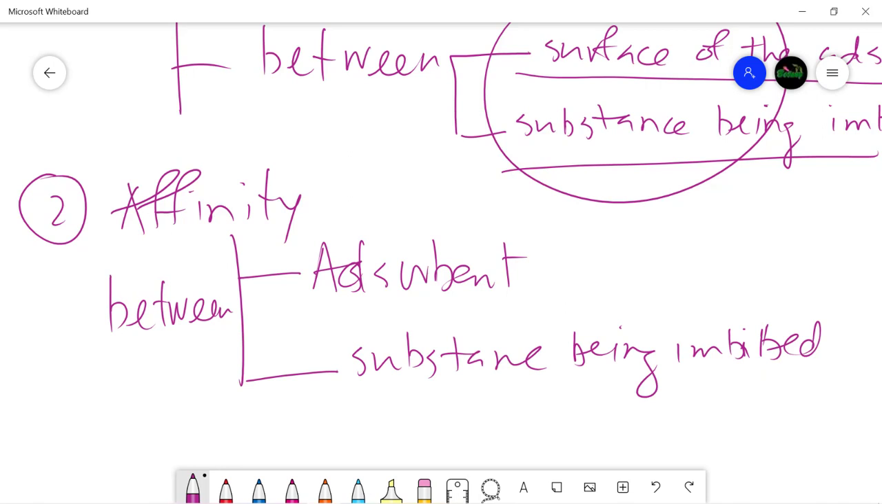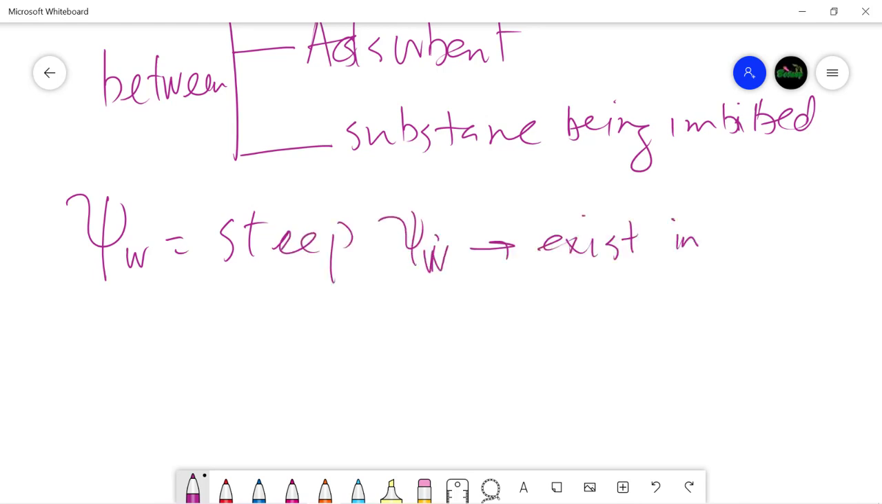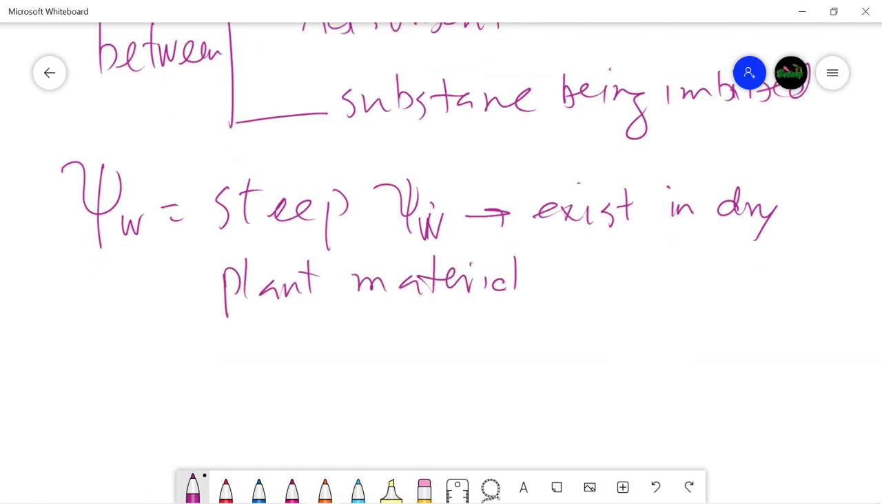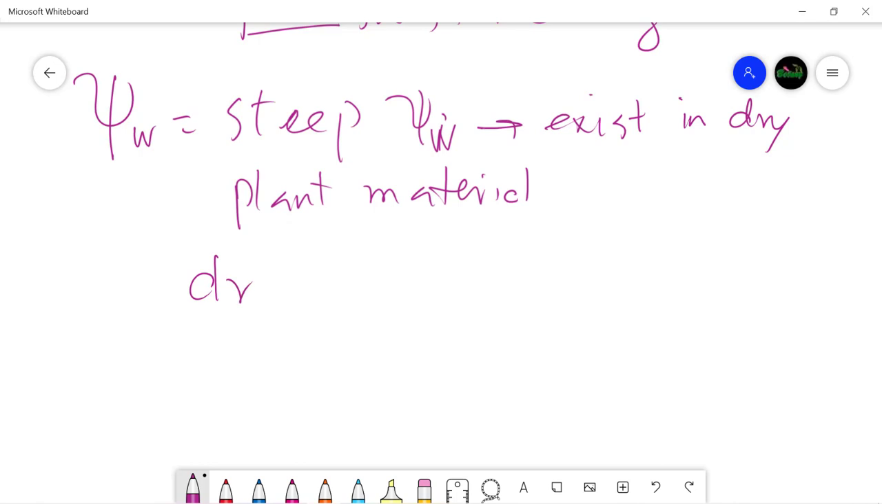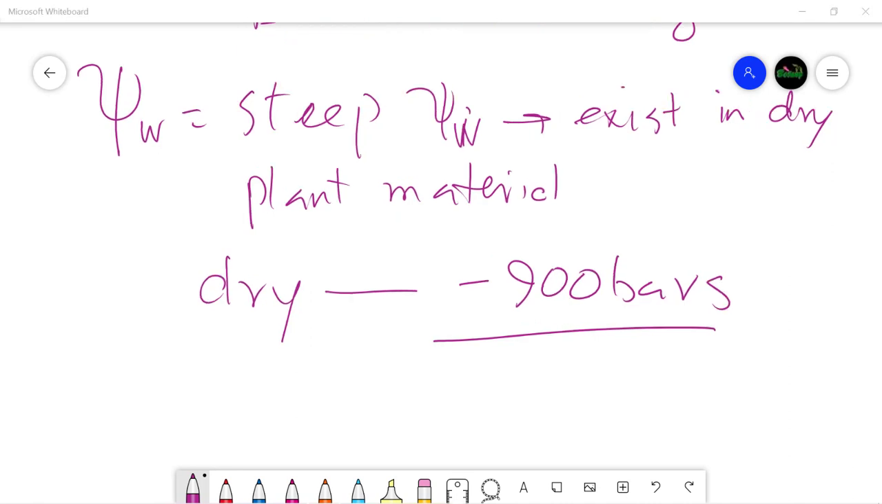As far as the first condition goes, that is the water potential gradient, it must be noted that a very steep water potential gradient exists in dry plant material, for example in dry seeds. As low a water potential as minus 900 bars has been reported in dry seeds. This is an extremely negative water potential, and obviously when such seeds are placed in pure water, a steep water potential gradient is established and water moves very rapidly into the seeds.